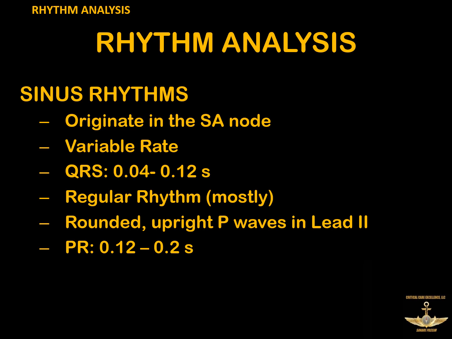Most sinus rhythms are going to be regular, unless they're not. They will have short PR intervals, unless they don't. In that case, they're probably going to be heart blocks. Their QRS complexes are going to be of normal duration. And most of the variability you're going to have in sinus rhythms is going to be based on their rate. So they're going to be too fast, too slow, or some combination of the two.